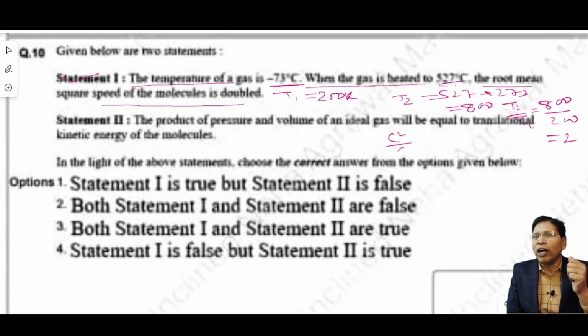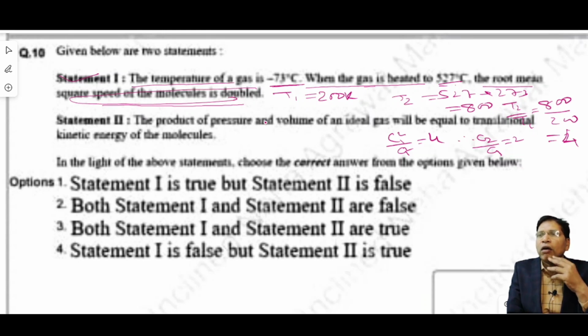Therefore C2 square by C1 square equals 4. Therefore C2 by C1 is 2. Therefore the RMS speed becomes double. Okay. So look at this, statement 1 is correct.